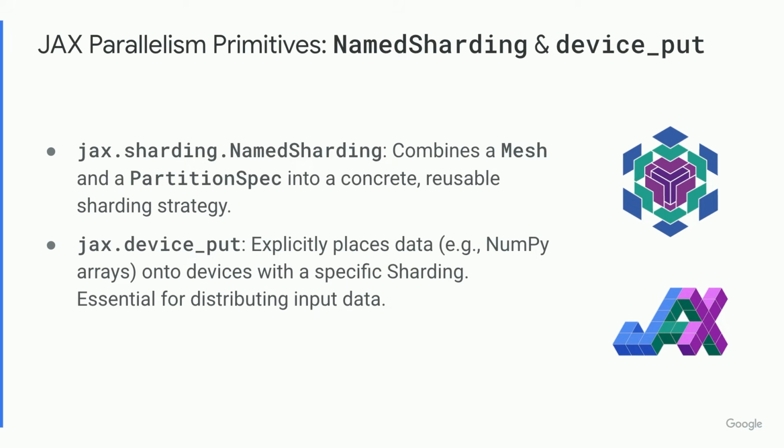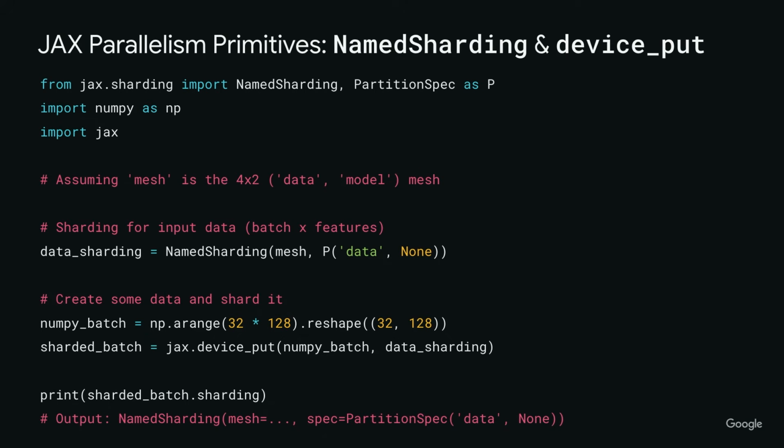A NamedSharding object simply bundles together a mesh and a partition spec. It fully defines how a tensor should be distributed. The key function to apply this sharding is jax.device_put. You give it your data, often starting as a NumPy array, and the NamedSharding object, and JAX handles moving the data to the accelerators and arranging it into the specified shards. This is crucial for getting your input batches ready for a distributed training step. Here's what it looks like in code. We create a NamedSharding using a mesh and a partition spec, and then we use jax.device_put to actually distribute the shards.